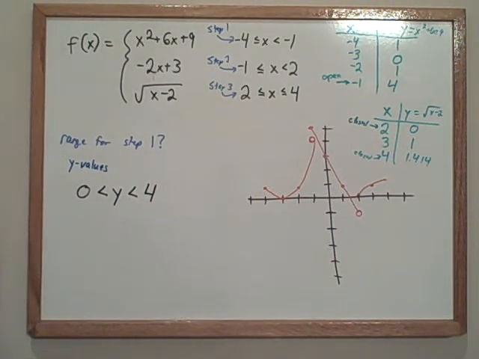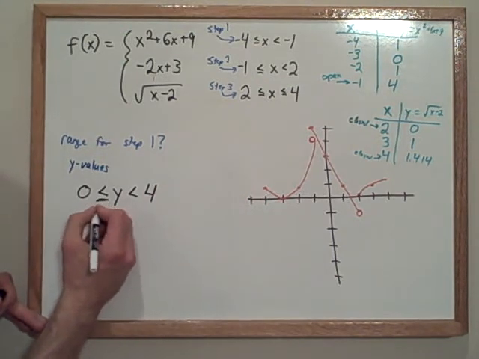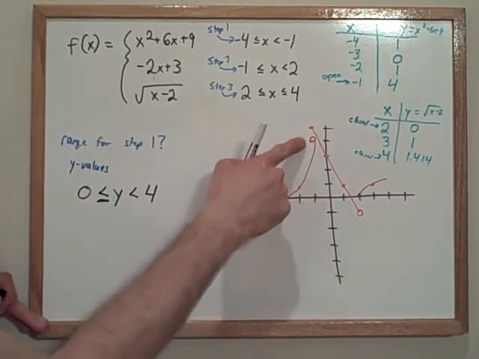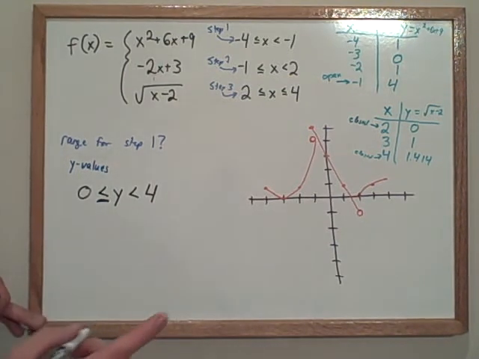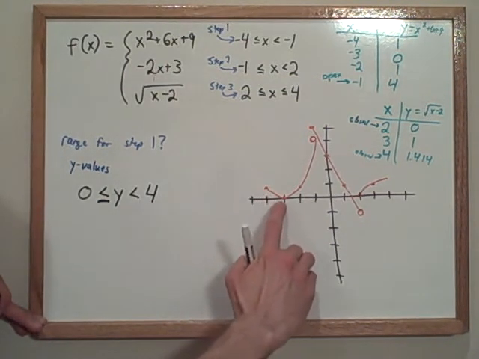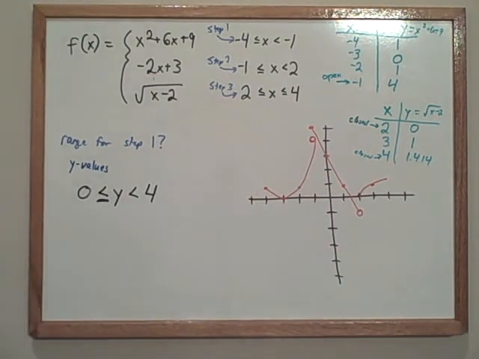Not quite finished yet though. It does include 0. It does not include 4. Do not put an equal sign right there. The range for step 1 has a minimum at 0 and a maximum at 4.